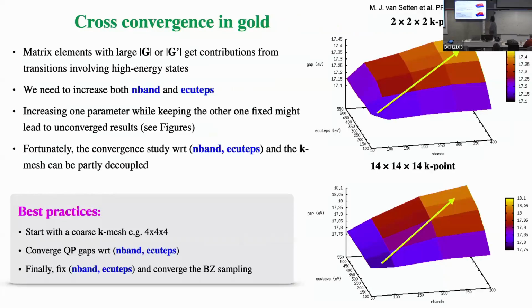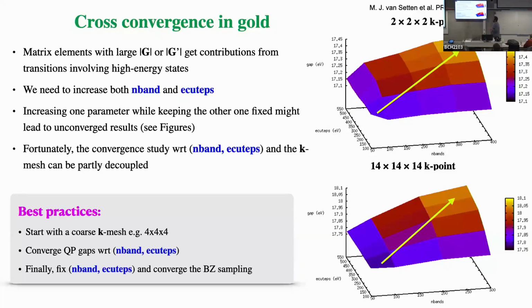Another point that I would like to mention is that at the level of the quasi-particle gap or quasi-particle energies, there's a cross-convergence, in the sense that the results depend on the number of plane waves that you introduce in the polarizability as well as the number of bands. The reason is that large G components are very sensitive to the contribution given by high energy states.